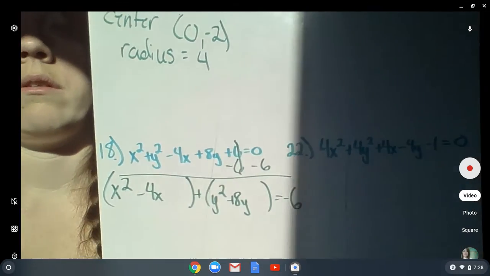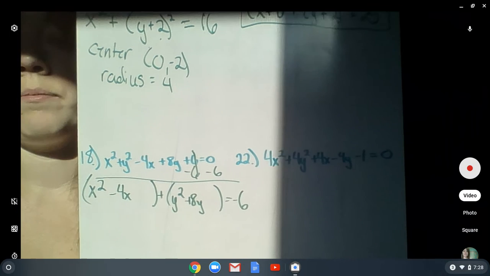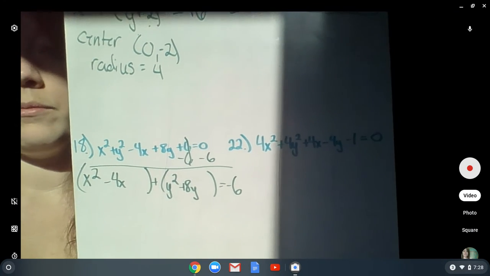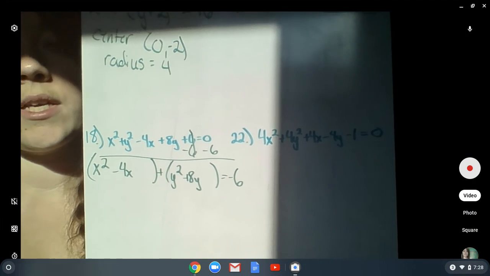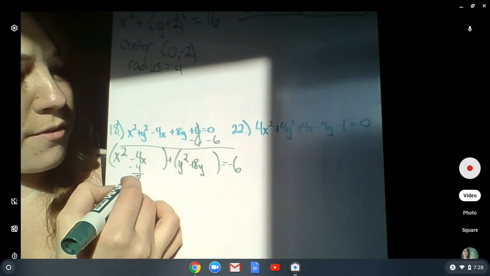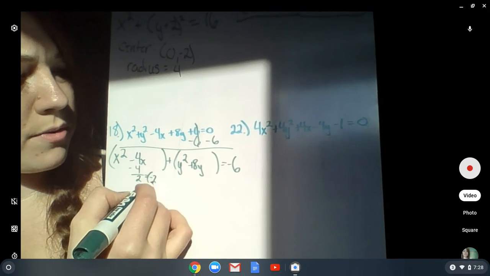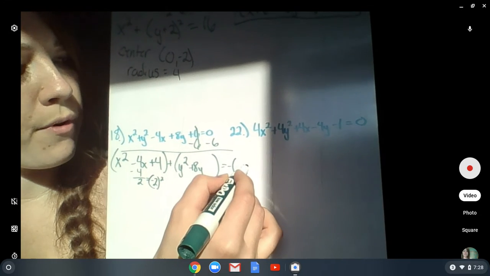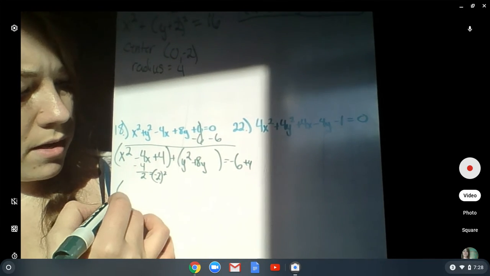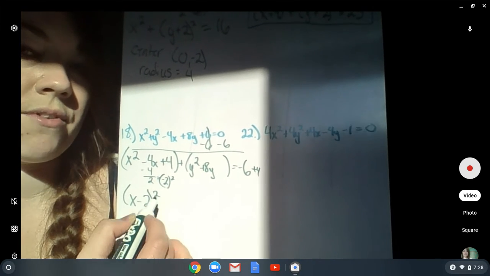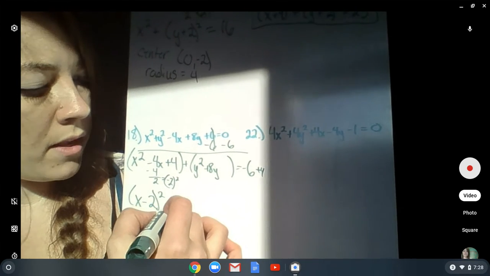And you can't see that. There we go. Sorry about that. Okay, so now we have this. Now we have to do the square root, or not the square root, sorry. We're going to take negative 4 and divide it by 2. We get negative 2. We square that. We get 4. So we're going to add 4 over here. This becomes x minus 2 squared. Because this was negative, this is also negative.